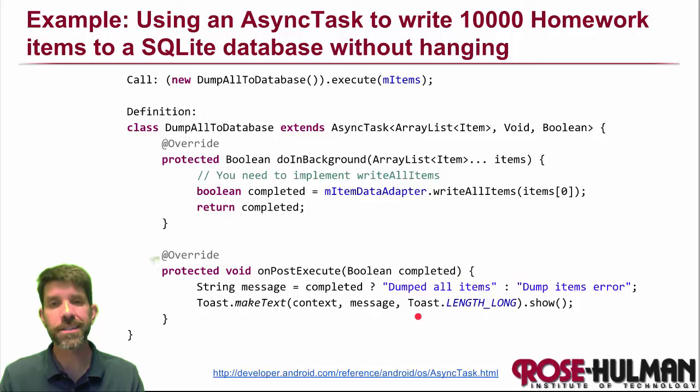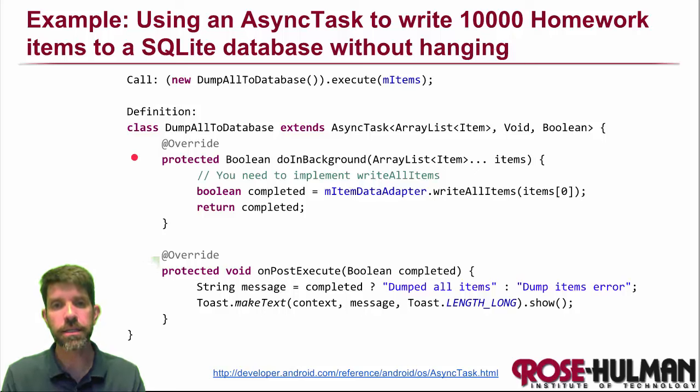All right, let's look at an example briefly. Here's an example of using it not to do something on the network, but just to do something locally with a SQLite database. This is really because we had to write a whole bunch of data, and that can still take some time.